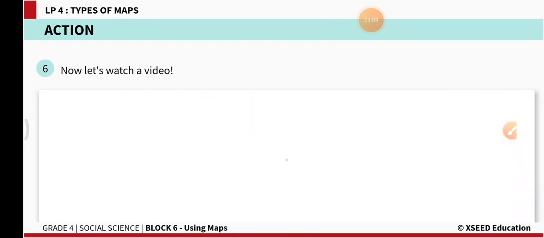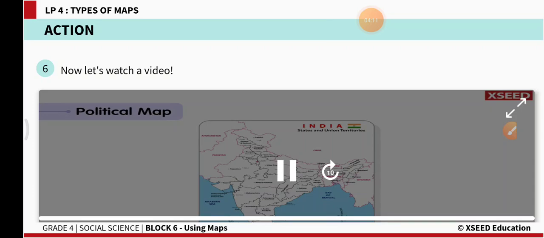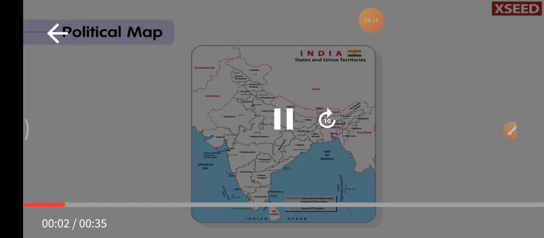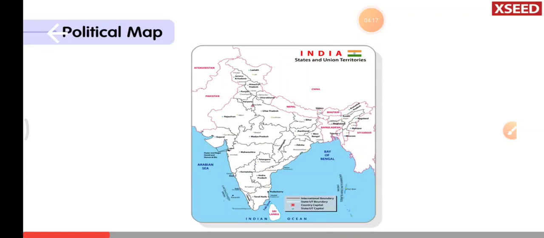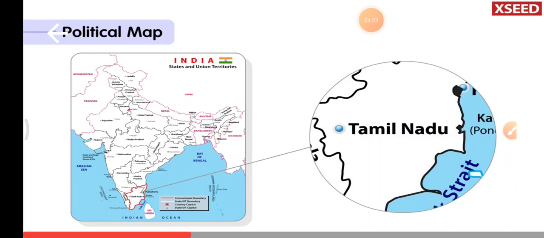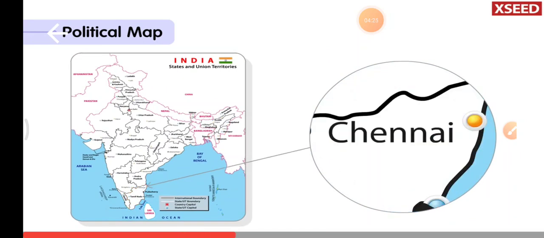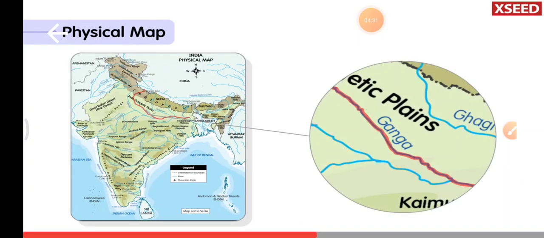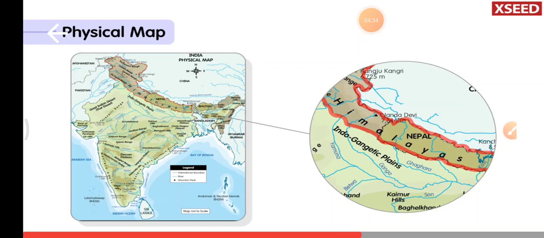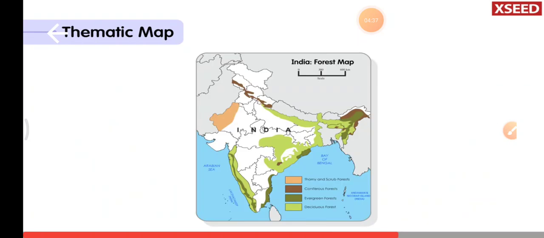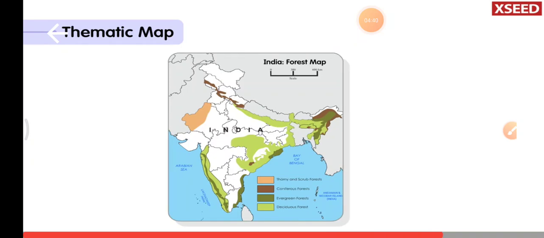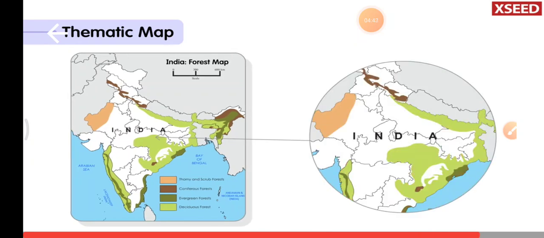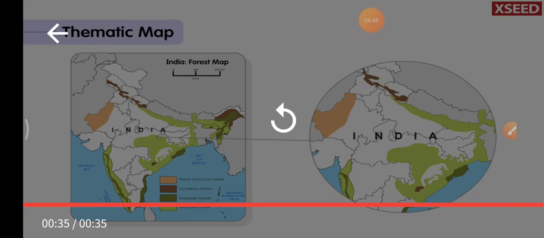So here is a video. What is it that they are saying? A political map shows us the states, union territories. This is a political map. The state of Tamil Nadu you can see and its capital is also mentioned, whereas a physical map shows us the features that are formed by nature, like the river Ganga or the mountain Himalayas. Then a thematic map deals with one subject, one topic, that is forests. You can see where the forests are in the map of India, right?